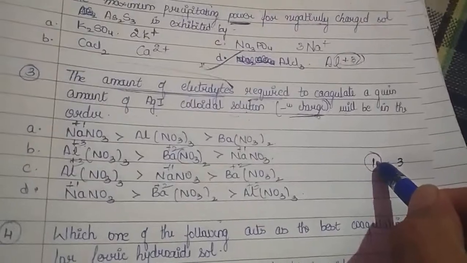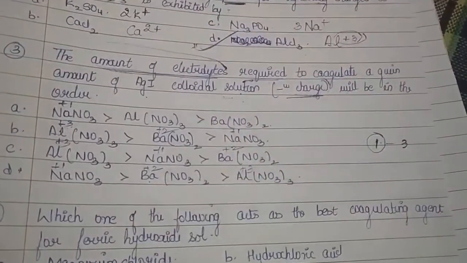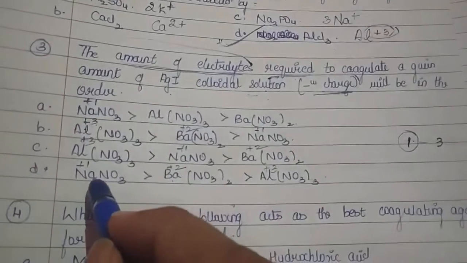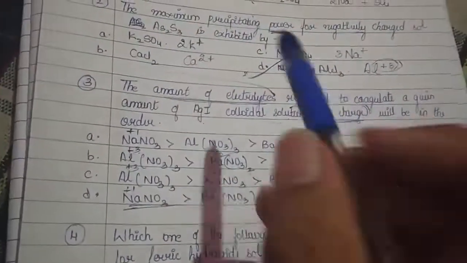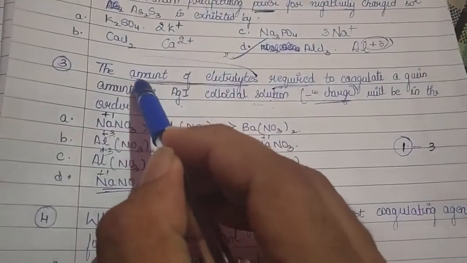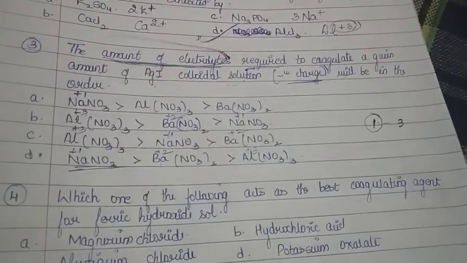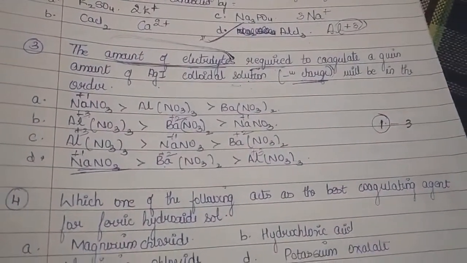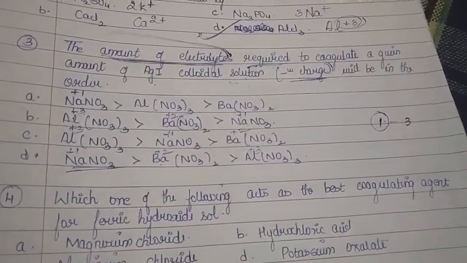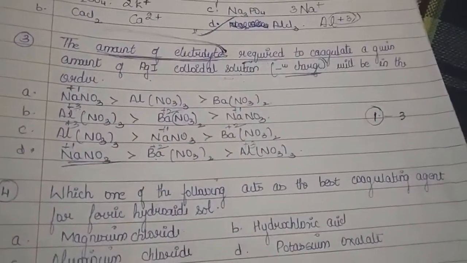Soon after Al, which will be required? Your Ba plus 2, which will be required in a smaller quantity. The highest quantity, which one is needed? Your NaNO3, because it is having +1. So see your question. They have asked for the amount of the electrolyte required. Higher the charge or higher the valence, what happens? Higher will be the flocculating power. It can cause the coagulation at a faster rate, and also it will be required in a minimum quantity.